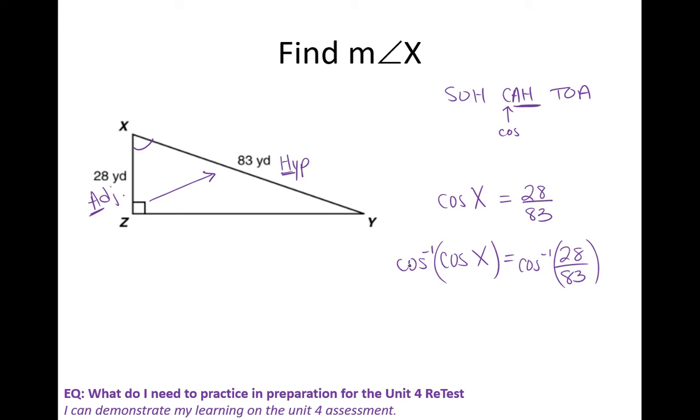Then cosine inverse and cosine cancel. I have X on the left. I don't know if I said right or left, but on the left, the cosine inverse and cosine cancel. On the right, I'm going to need a calculator. So I'm going to go back to Desmos. So 28 over 83.